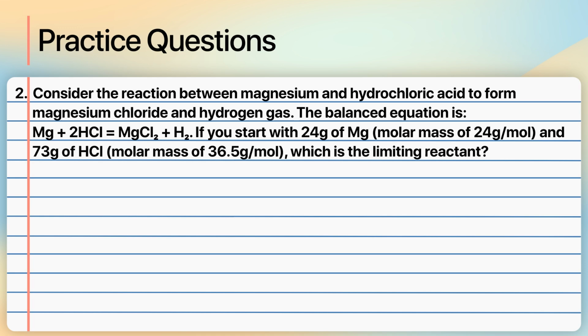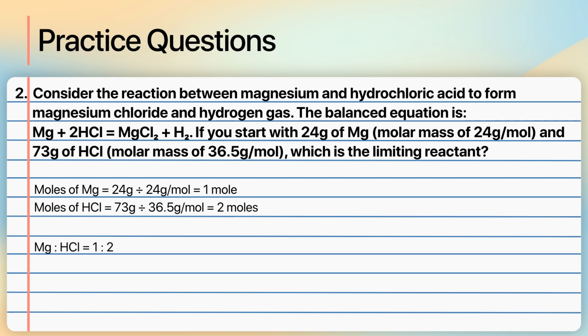For the moles of magnesium, we divide 24 grams by 24 grams per mole, which equals 1 mole. For the moles of hydrochloric acid, we divide 73 grams by 36.5 grams per mole, which equals 2 moles. Next, identify the mole ratio from the balanced equation. The ratio of magnesium to hydrochloric acid is 1:2.